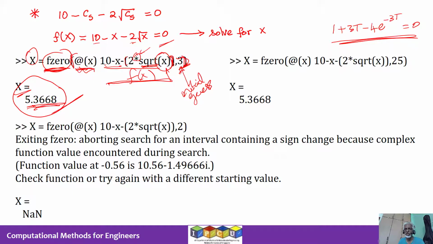Now, what I also did is I do the same function, exactly the same things, but my initial guess is 25. So again, fzero takes me to the value of x is equal to 5.3668. So that is wonderful.